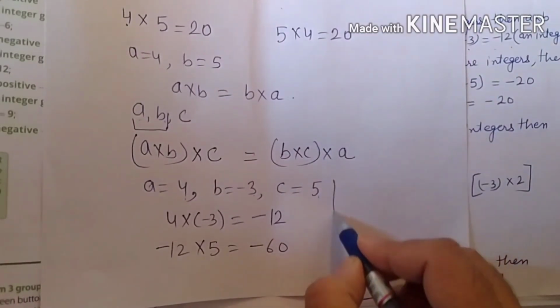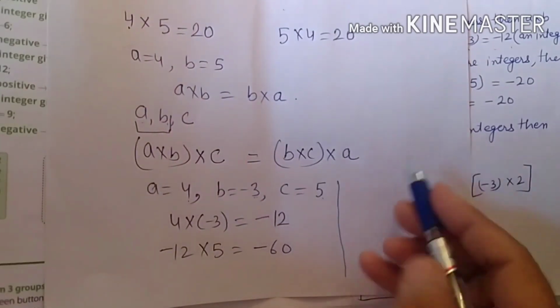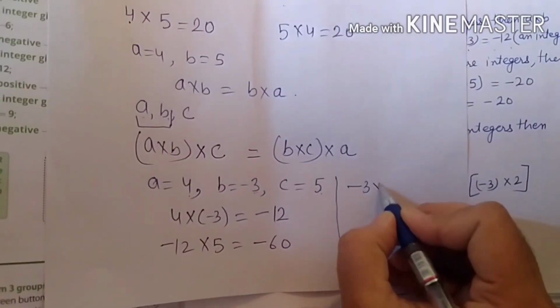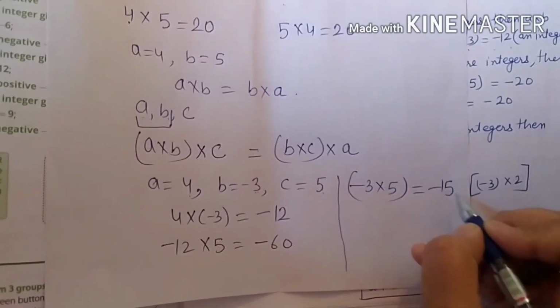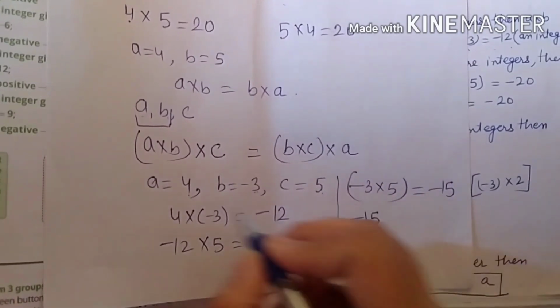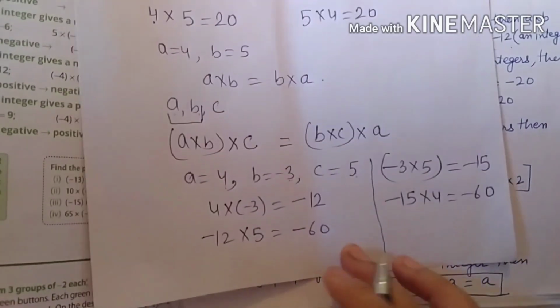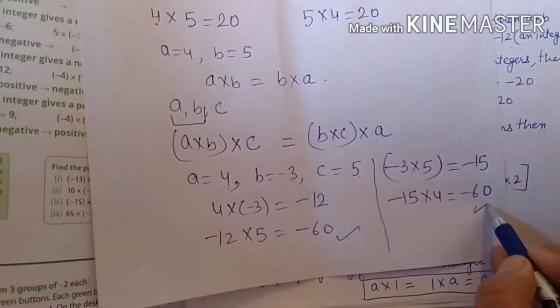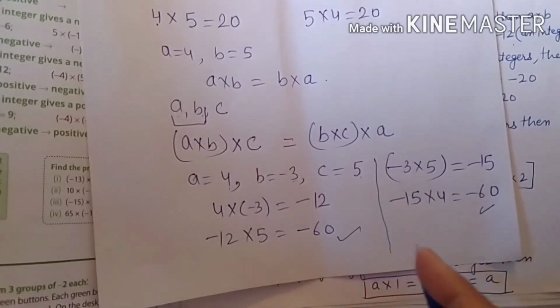Again you can do it like this: first of all, you can multiply -3 with 5, the answer is -15, and again -15 can be multiplied with 4, the answer is -60. In both cases the answers are the same. So associative property means you can follow any order to multiply, and the answer will be the same.